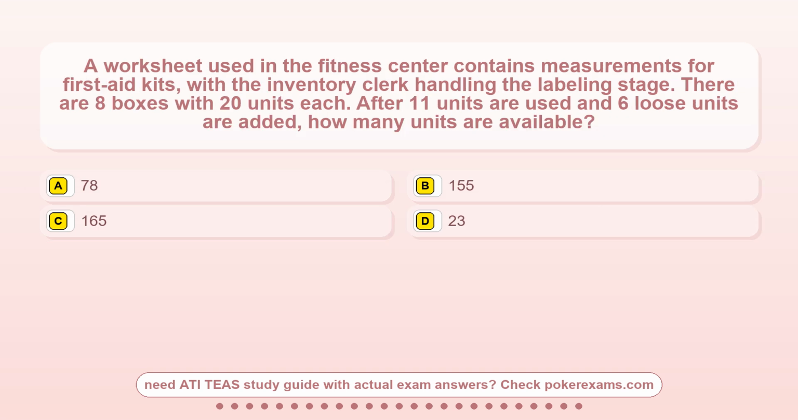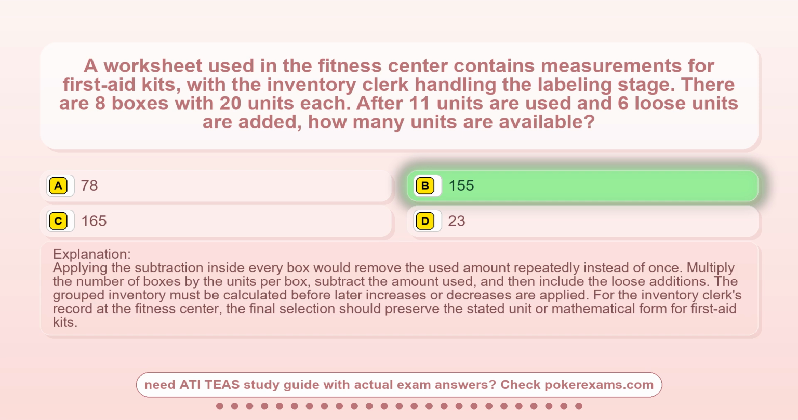A worksheet used in the fitness center contains measurements for first-aid kits, with the inventory clerk handling the labeling stage. There are 8 boxes with 20 units each. After 11 units are used and 6 loose units are added, how many units are available? Option A, 78. Option B, 155. Option C, 165. Option D, 23. The correct answer is option B, 155.